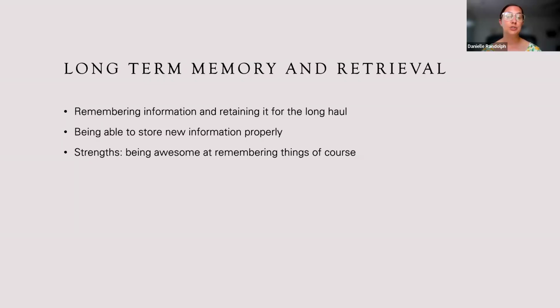This is a really strong skill needed for kids in school who are taking tests, especially those Ohio State tests that are really testing a lot of information at once. If you have strong long-term memory and retrieval, of course, you're amazing at remembering things. And that is a really great asset for any student.